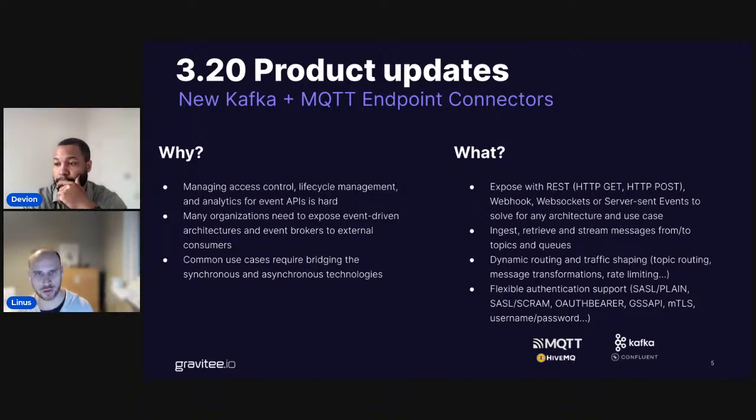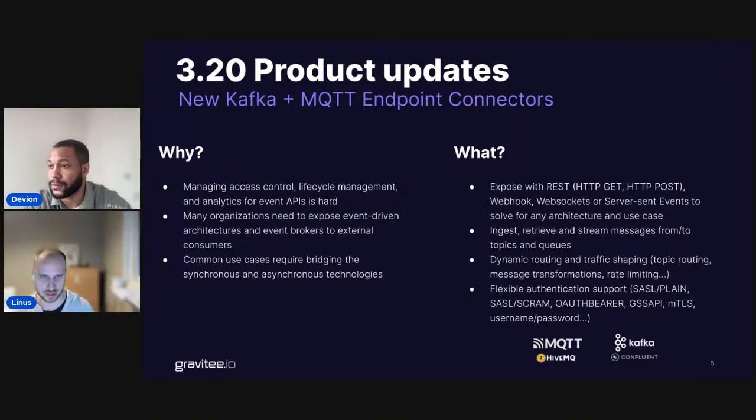So what we're releasing is Kafka and MQTT connectors. We have open source versions and we have advanced versions of those connectors. When you use them with the Gravitee Gateway, you can then select, how do I want to expose them? Do I want to expose them using webhooks, WebSocket, server-sent events, REST, whatever event-driven architecture or whatever synchronous architecture you may want to use? You can then ingest, retrieve, and stream messages from and to those topics and queues.